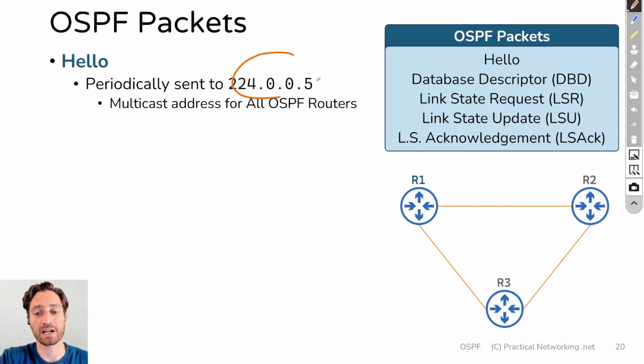Hello packets are sent by every OSPF router to the IP address 224.0.0.5. This is a multicast address that's specifically reserved for all OSPF routers.